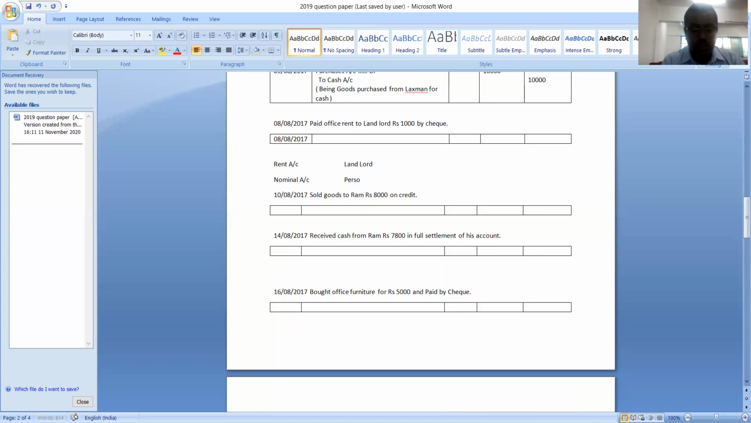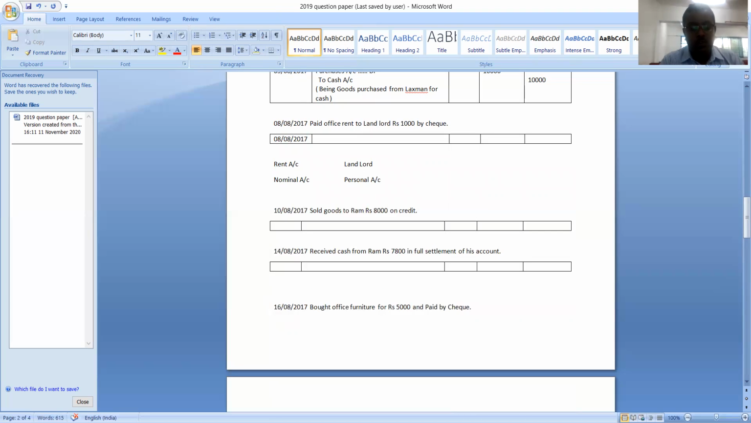Landlord account is which account? It is a personal account. Now, what is the debit rule of nominal account? Debit all expenses and losses, right? So here rent is expense. So we have to debit rent account.